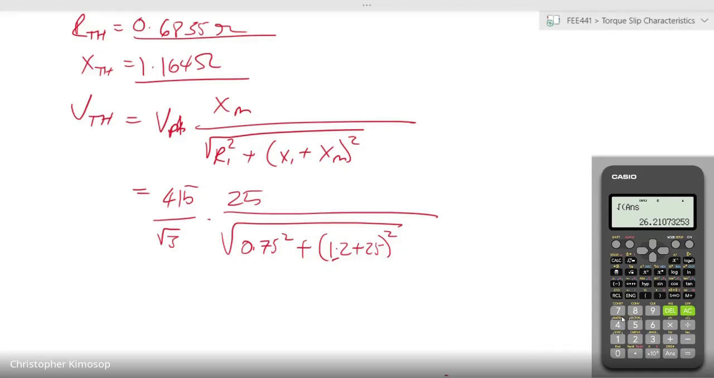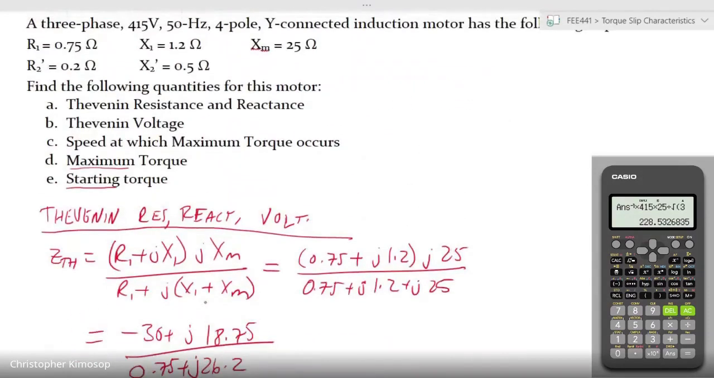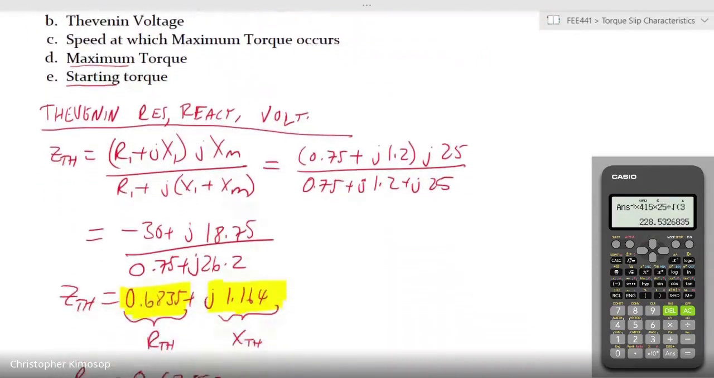Okay. And then we multiply by 415 times 25 divided by square root of 3. Hopefully it gives us the answer. Yes. So Thevenin voltage is equal to roughly 228.5 volts. So we've gotten our Thevenin voltage and our Thevenin resistance and reactance.